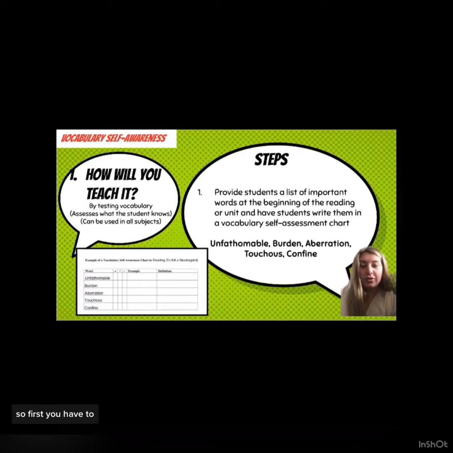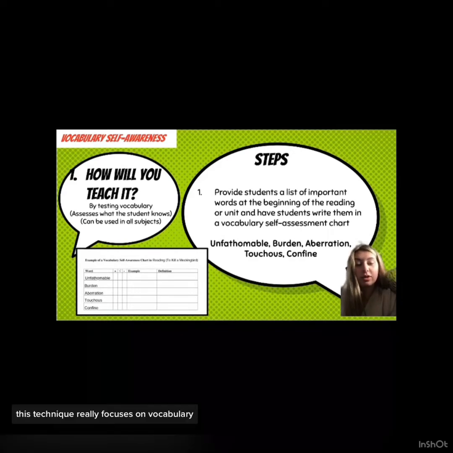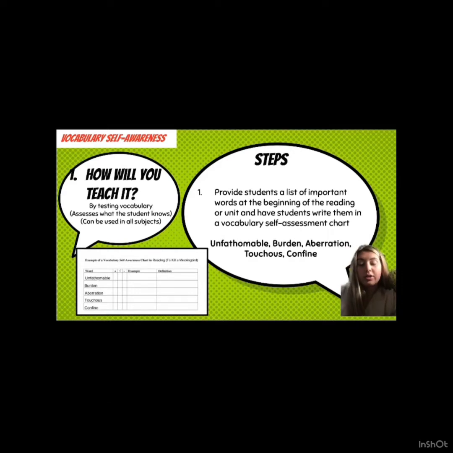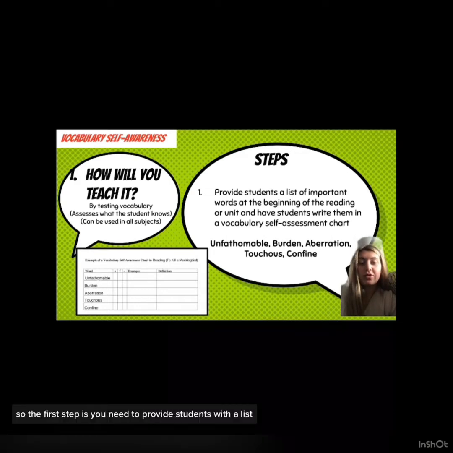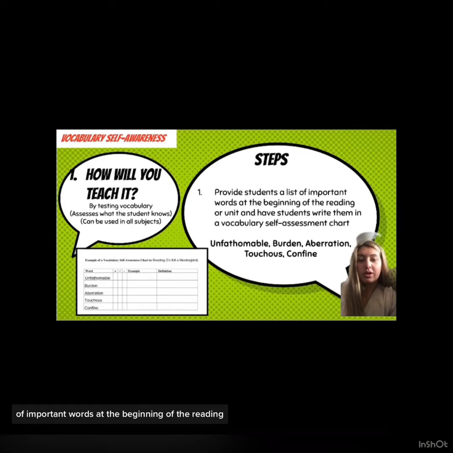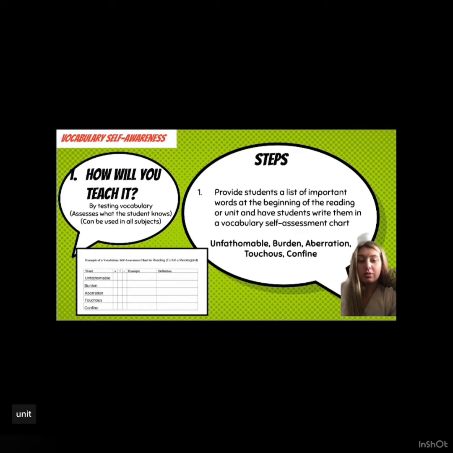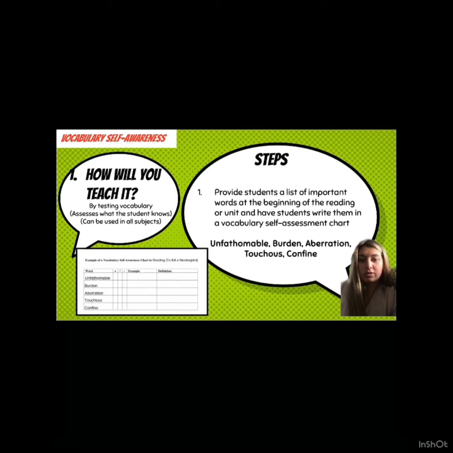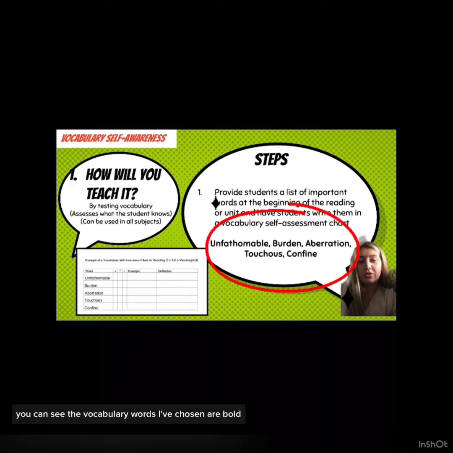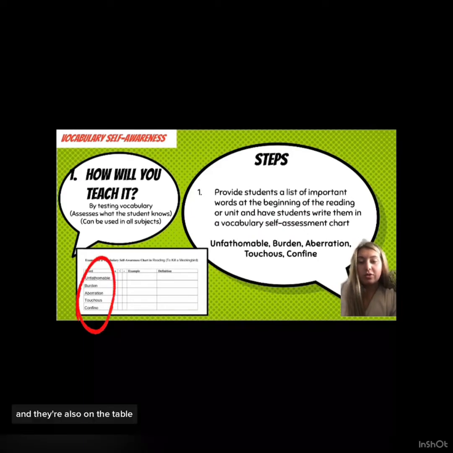So first you have to assess how you will teach it. This technique really focuses on vocabulary, and it assesses what the student knows before the lesson even begins. So the first step is you need to provide students with a list of important words at the beginning of the reading unit and have them write out the vocabulary words on the chart shown on the bottom left corner. You can see the vocabulary words I've chosen are bolded and they're also on the table.